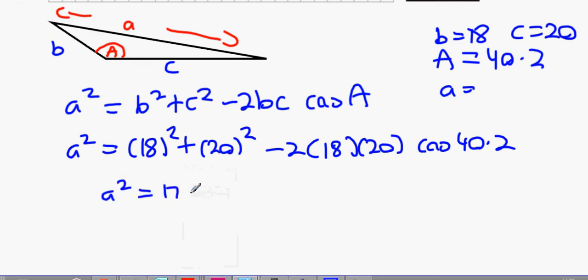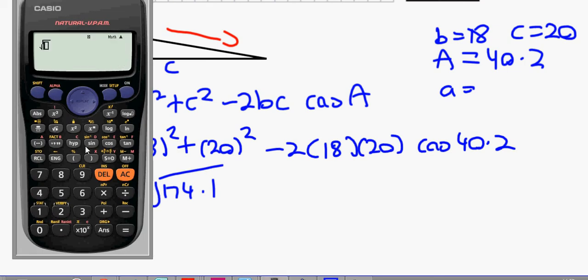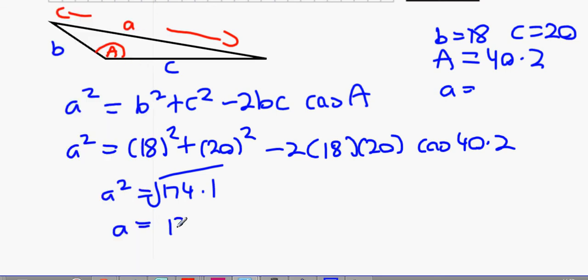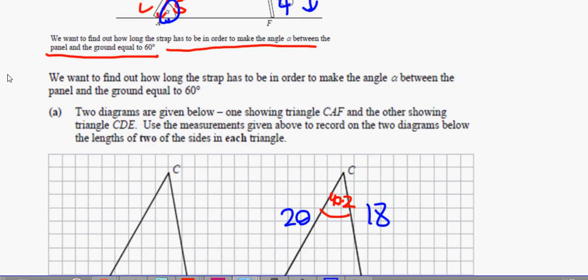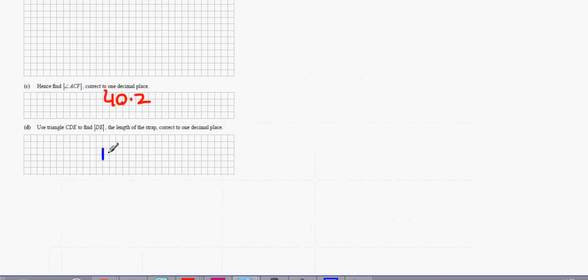Now we have to square root this to get the answer for A, so let's square root our answer, and we get 13.19 or 13.2. So 13.2 is the length of the strap. Okay, so that's all our workings for that one. 13.2 centimeters. This one here is also centimeters.